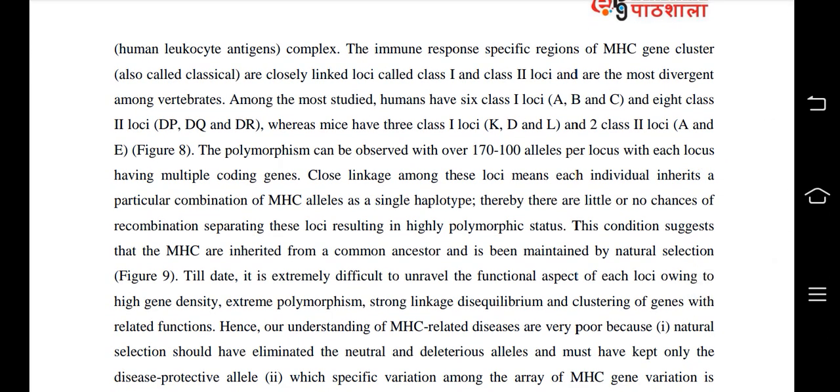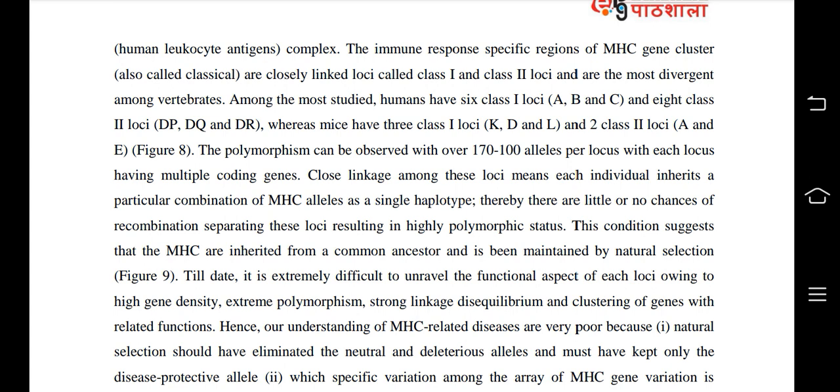In immune response, specific regions of MHC gene clusters, also called classical, are closely linked loci called class 1 and class 2 loci, and are the most divergent among vertebrates. Among the most studied, humans have 3 class 1 loci, A, B, and C, and 3 class 2 loci, DP, DQ, and DR, whereas mice have 3 class 1 loci, K, D, and L, and 2 class 2 loci, A and E. The polymorphism can be observed in over 100 to 170 alleles per locus, with each locus having multiple coding genes.